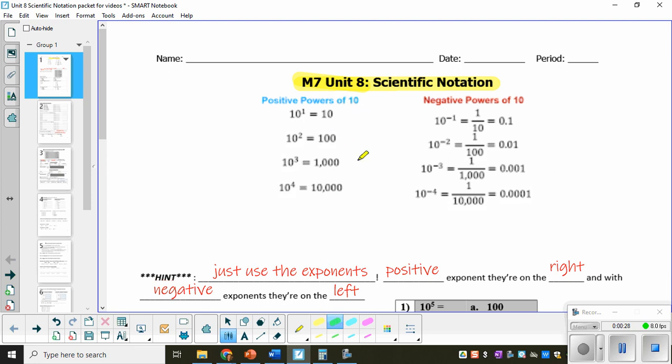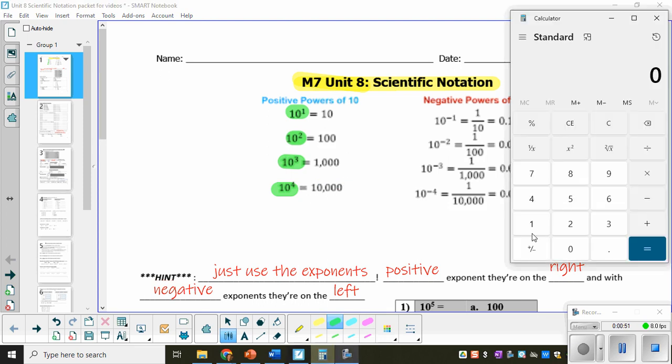So in this first part right here, I've got a 10 to the first power, a 10 to the second, a 10 to the third, and a 10 to the fourth. I want you to take a look real quick and see if you can notice a pattern between the fact that 10 to the first here is 10, 10 squared is 100, 10 cubed is 1,000, and 10 to the fourth power is 10,000.